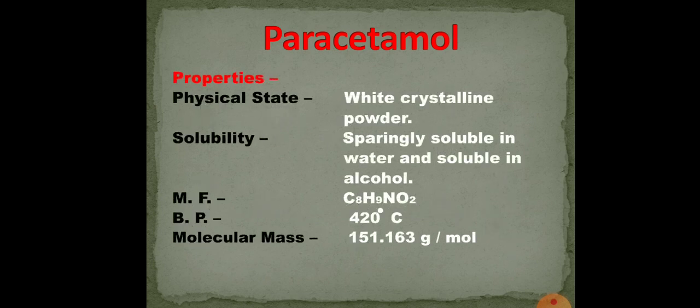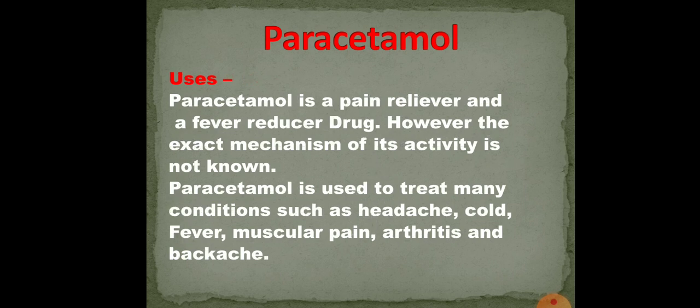Now what are the properties of paracetamol? Paracetamol is white crystalline powder which is very less soluble in water but more soluble in ethyl alcohol. Its molecular formula is C8H9NO2. Its boiling point is 420 degrees centigrade and its molecular mass is 151.163 gram per mole.